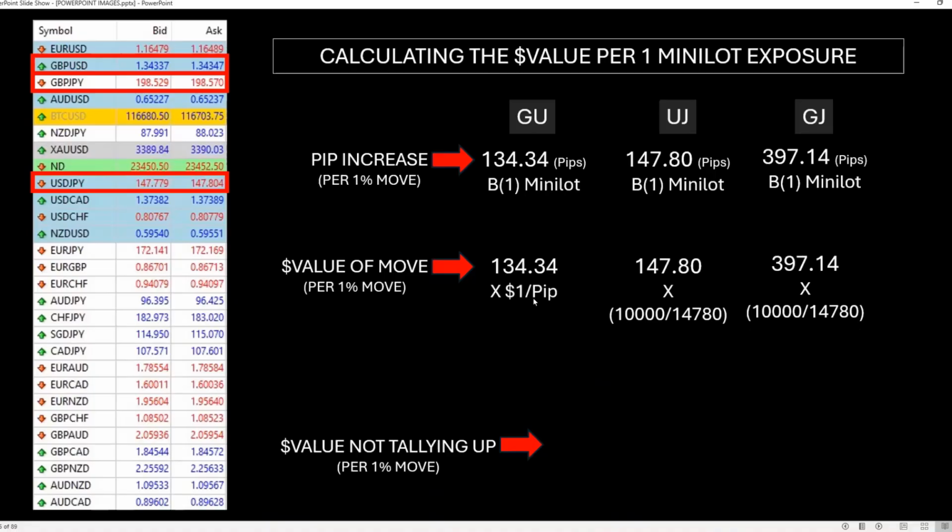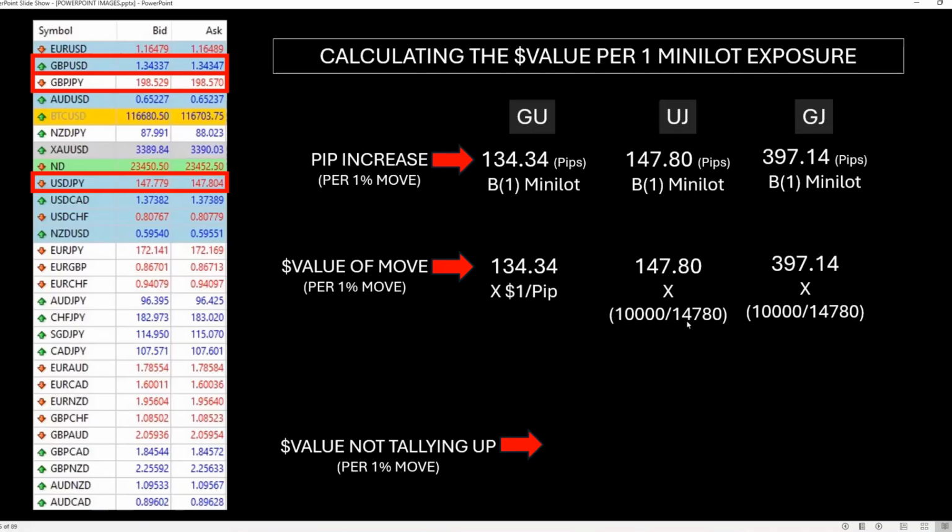Okay, I do not want to go through the mathematics to prove this. Of course I can, but a YouTube video is not a place to do that. There's too much information. Okay, what about this? How about the UJ? Since the US dollar is the base currency, the number of pip move is 147.8 pips multiplied by the pip value. So if you just use this formula, you will get the pip value.